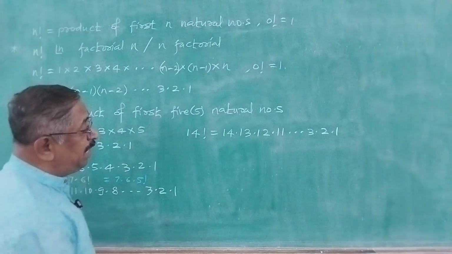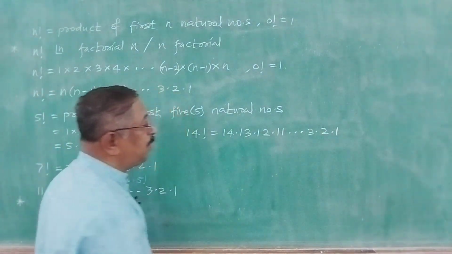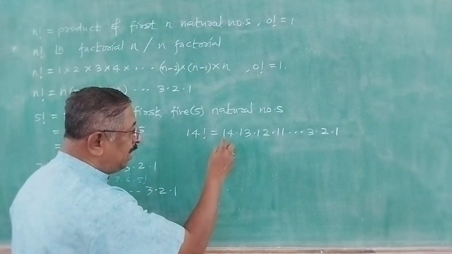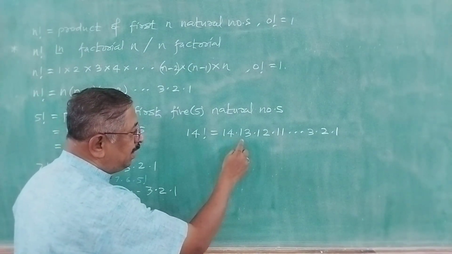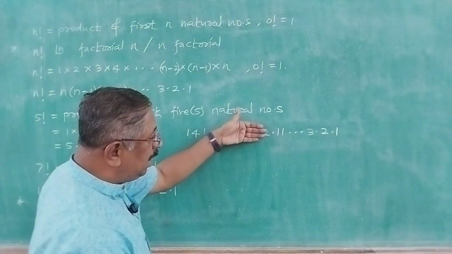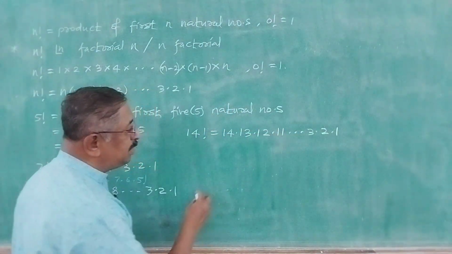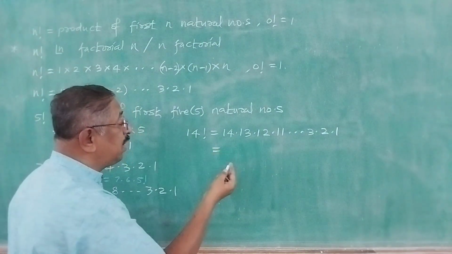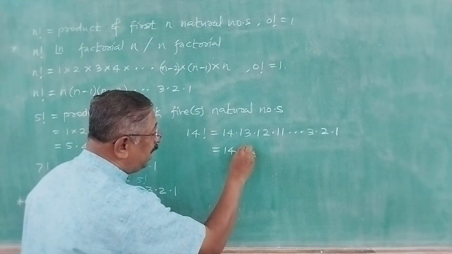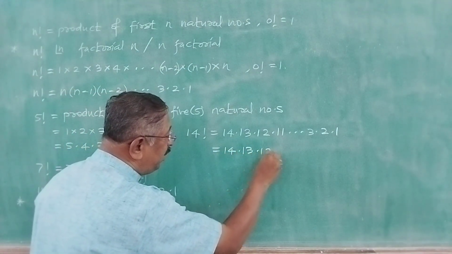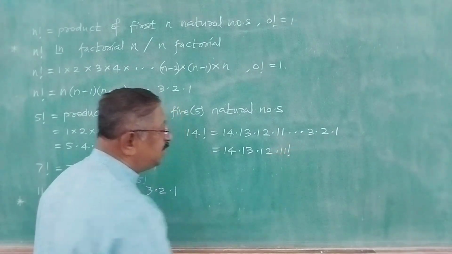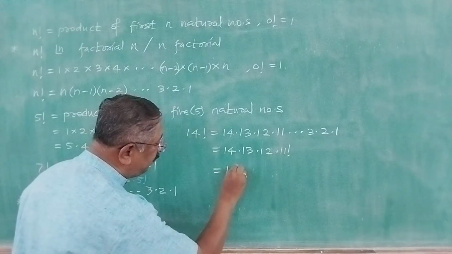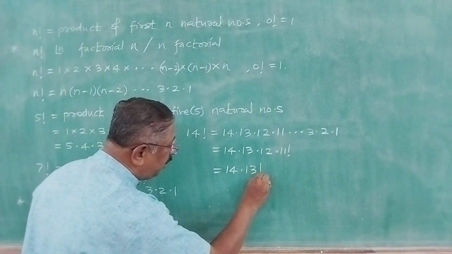This 14 factorial can be written as 14 multiplied by the remaining elements, which will be the product of the first 13 natural numbers, meaning 14 multiplied by 13 factorial. Same can be expressed as 14, 13, 12, with the remaining elements being the product of the first 11 natural numbers, so I write it as 11 factorial as a product with 12, 13, 14. This 14 factorial will be given as 14 multiplied by 13 multiplied by 12 multiplied by 11 factorial. This 14 factorial may also be given as 14 multiplied by 13 factorial.